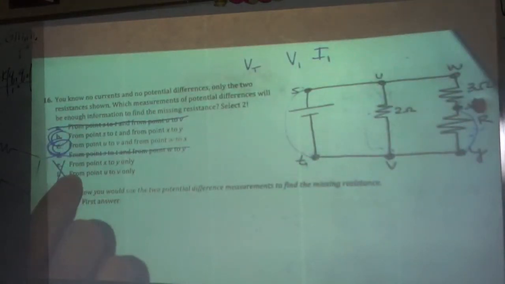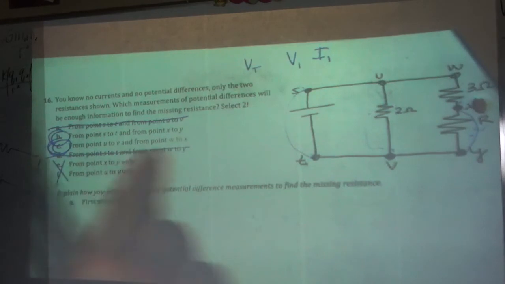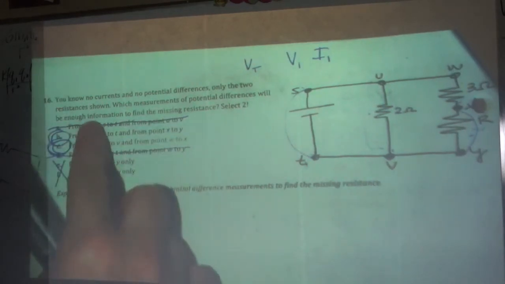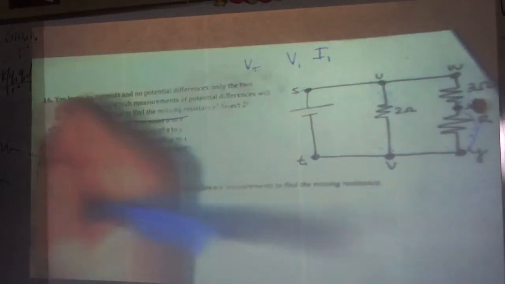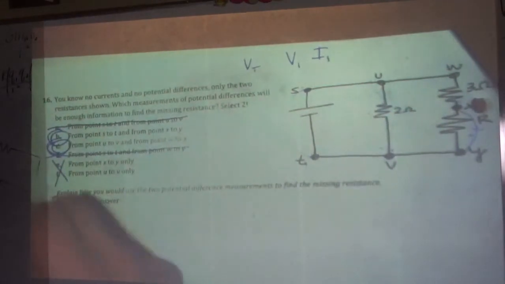Now, a lot of this was probably a process of elimination. It's not just one, and these two are the exact same thing. So I'm going to talk about the steps you would take with those two pieces of information to find the missing resistance. So this is answer choice B, and this is answer choice C.